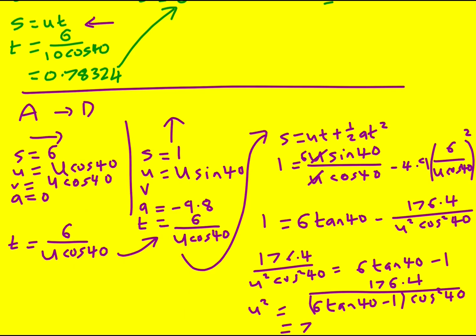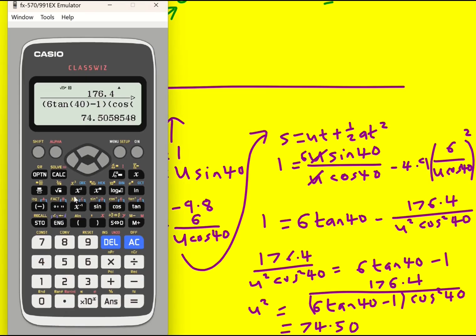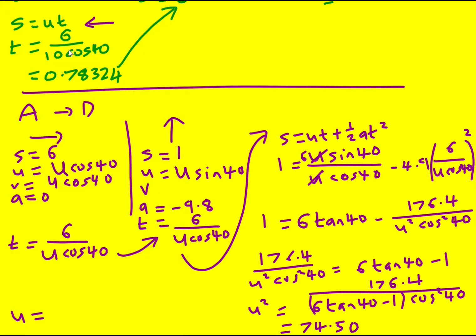74.50. So U is going to be the square root of that. 8.6316, or 8.63 meters per second. Nice one.